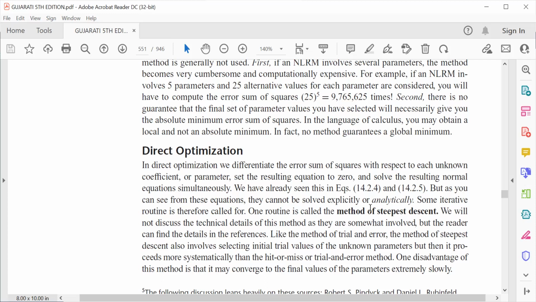Like the method of trial and error, the method of steepest descent also involves selecting initial trial values. So if we choose a wrong number, we have to calculate again to obtain the minimum residual sum of squares. One disadvantage of the method is that it may converge to the final parameter values extremely slowly. As I explained already, if we have more parameters, we need more time to solve these equations.